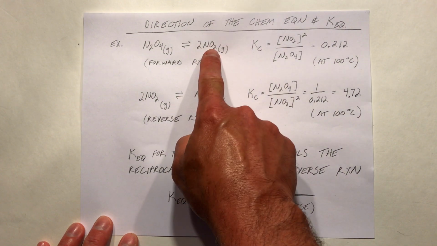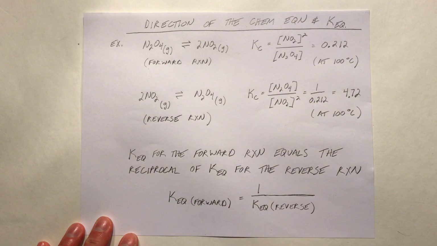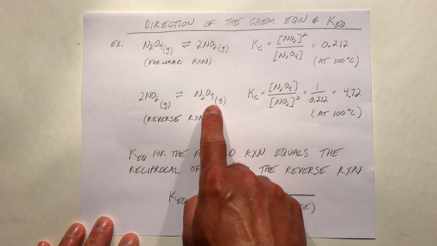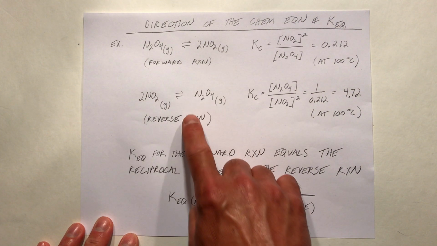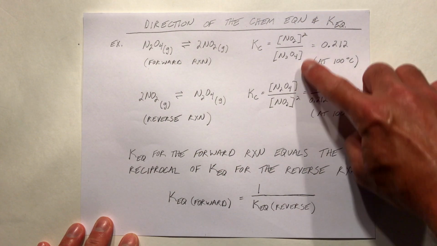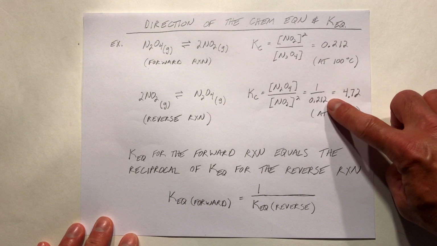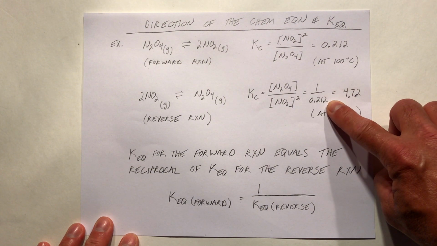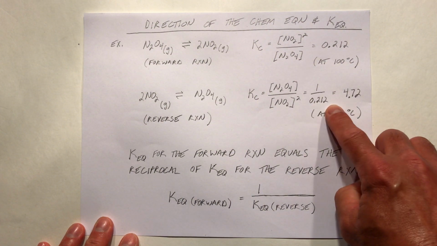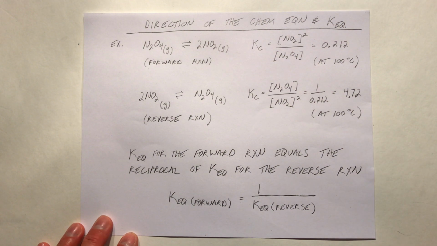If we flip this around so that we have 2 NO2 written as reactants and N2O4 written as products, in other words, if we write that reaction in reverse, then the Kc for this equation is actually the inverse of that expression. It's the reciprocal. We flip it upside down, and we get the inverse of the numerical value. So instead of being 0.212, it's 1 over 0.212, and that calculates out to be 4.72 at 100 degrees Celsius.